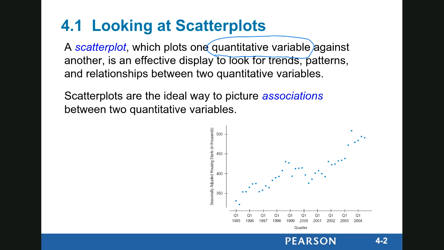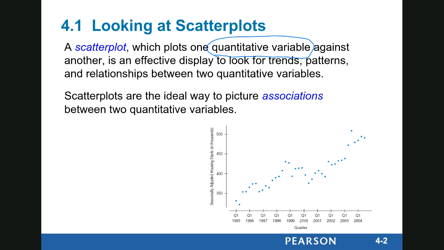So there you go. Scatter plot is giving you this information. That's the reason why you're plotting X against Y, to see some relationship. What's the trend? What's the pattern? What's going on between these two variables? So it's an ideal way to picture associations. So if we look at the x-axis, we're looking at the first quarters from 1995 to 2004, the first quarters for each of these years. And the y-axis is telling you it's seasonally adjusted housing starts in thousands. So in other words, the housing prices for the first quarters from 1995 to 2004.